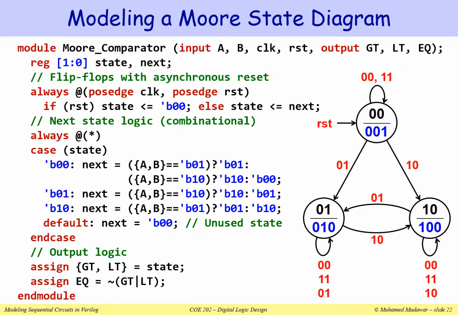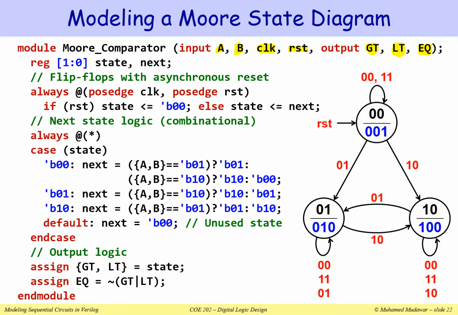Here's another example. Let us see how we model a Moore state diagram. This Moore state diagram is for a comparator that we have seen in a previous presentation. The inputs here are A and B, and I would like to compare A and B. These are bit serial: each cycle we have 1 bit of A and 1 bit of B. Here is my clock input and here is my reset. We have 3 outputs: greater than, less than, and equal. These are the 3 possible outputs of this comparator.